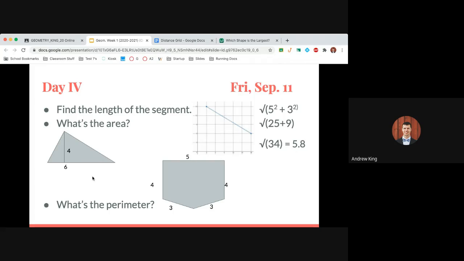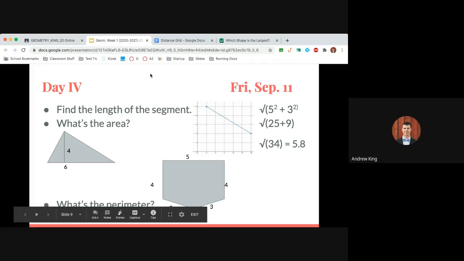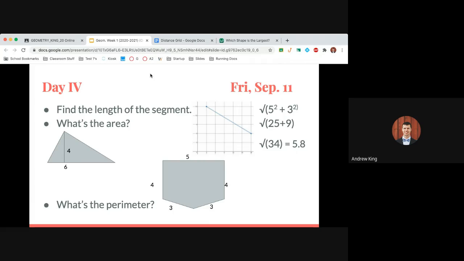Now for area and perimeter. This is the reason why we are learning about the distance formula, is to be able to calculate areas and perimeters with coordinates on graphs using things like the Pythagorean theorem and the distance formula. So the area of a triangle. How do I find the area of a triangle? Well, it gave us this 4 and this 6.